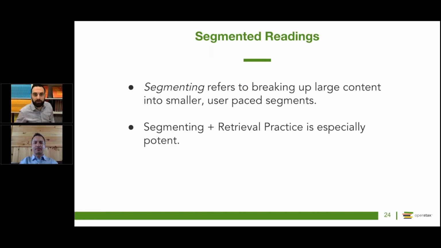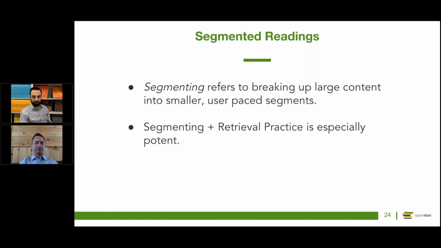The next principle we'll talk about is segmented readings. And segmenting simply refers to the process of breaking up large content into smaller user-paced segments. This dates back to old literature on cue overload, which simply shows that as you add more and more information to a single learning episode, the probability of learning any one piece of information decreases, regardless of how much students actually know. It essentially amounts to overloading the student. You can only learn so much information at any given time. So if you can split things up and segment them, it improves learning.